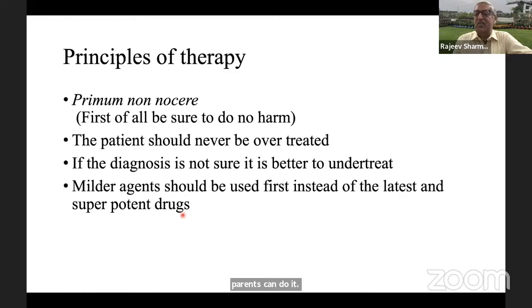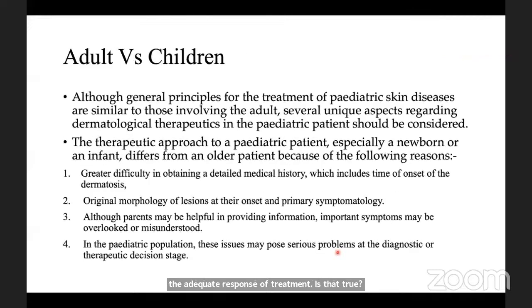The second principle should be that we should not over-treat. We should always try to under-treat, or if we are sure of our diagnosis, we should treat them with only the required drug, not try to use the latest available drug or the super potent ones, as we often see being done nowadays by people sitting in the periphery, especially the uneducated doctors. They are mostly using potent drugs for simple problems. So we should use milder agents first and then step up the treatment if we don't find an adequate response to treatment. Is that true? Yes, sir. It's very true.